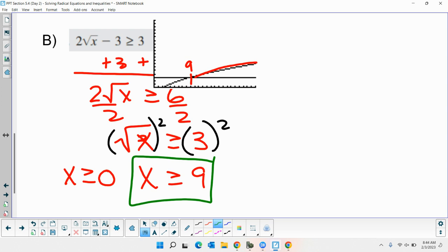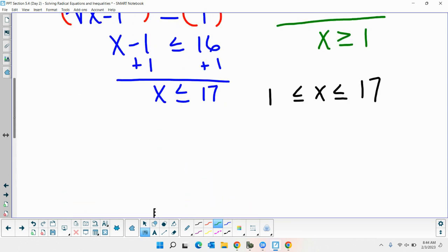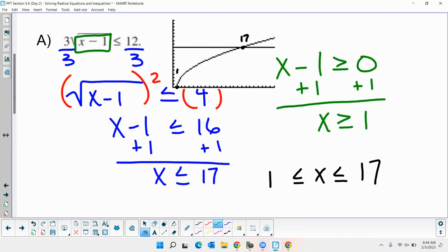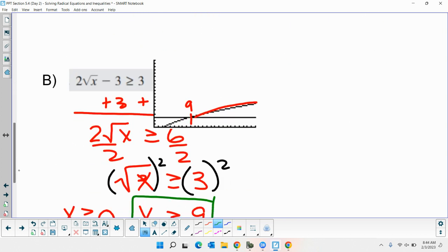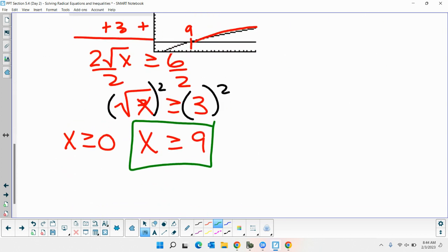All right, so the first one, it was between 1 and 17. This one was not between 0 and 9. It was actually greater than 9, where it was bigger than 3. Okay? So your calculator can help you look at it too to make sure you get the right answer.